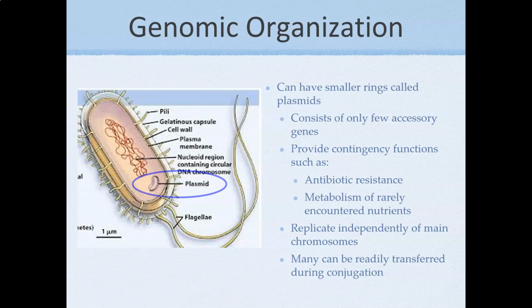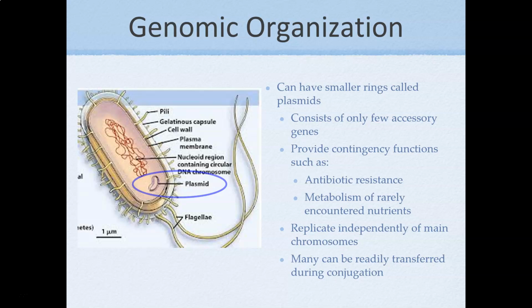And so it can be things like the ability to resist certain antibiotics. It can be the ability to metabolize nutrients that they don't typically encounter, so on and so forth. Cool thing about plasmids is that they do replicate independently of the main chromosome. So even if that bacterial cell isn't actively going through cell division, going through binary fission to reproduce, they can still make copies of these plasmids and they can also share them.